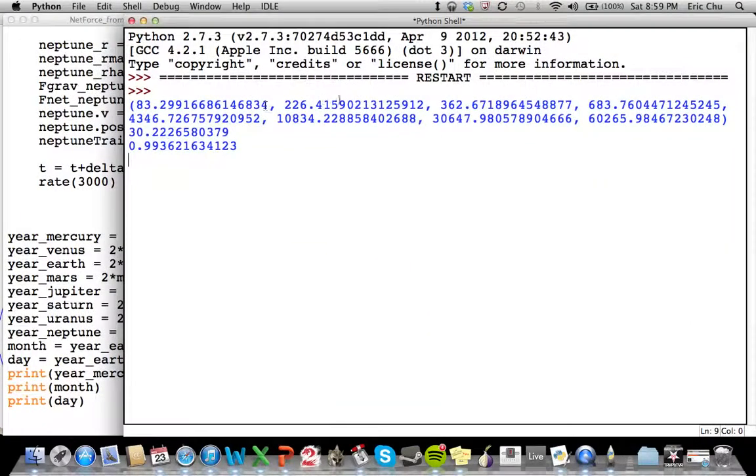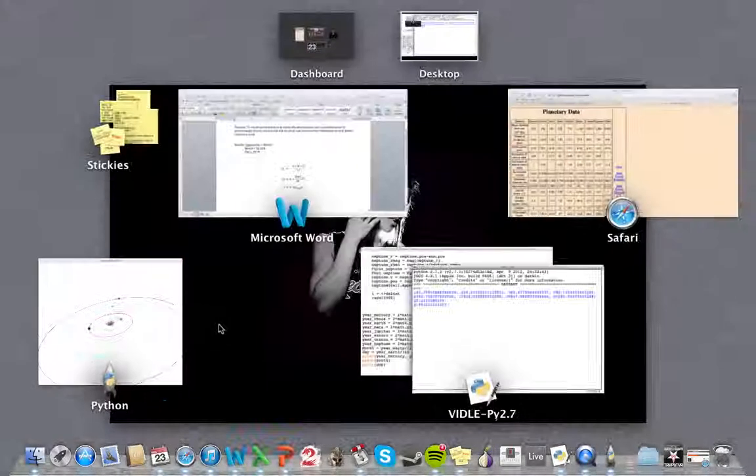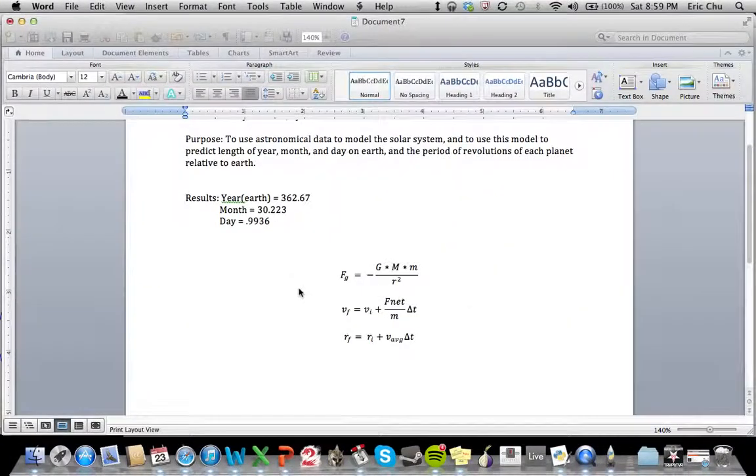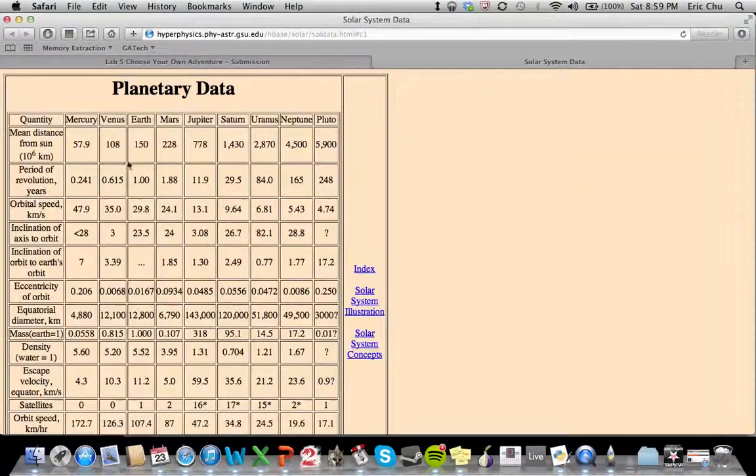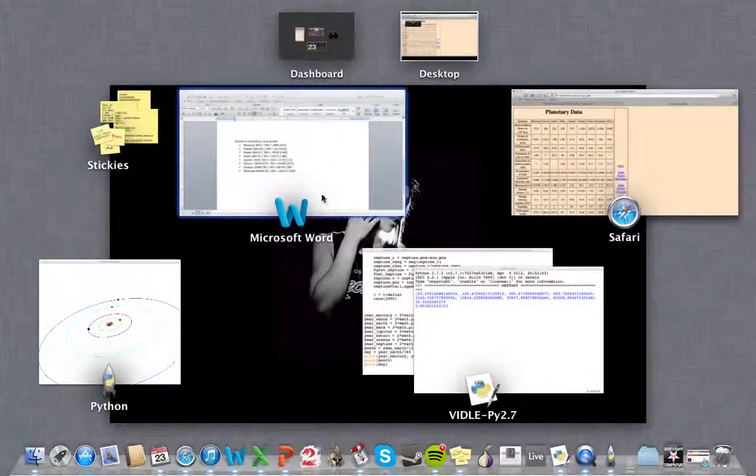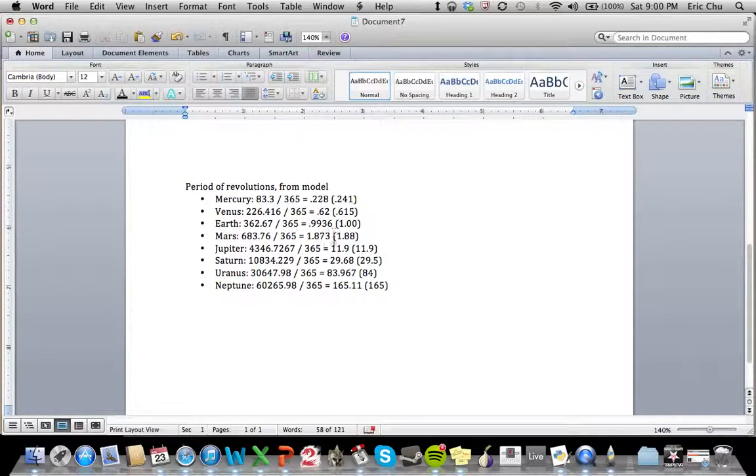And then we're going to take each of these values for the revolutions and divide them by 365 to get a period of revolution for each of the planets. And comparing them to the values found in the chart here, we find that they are all very similar. So our model is, again, very accurate.